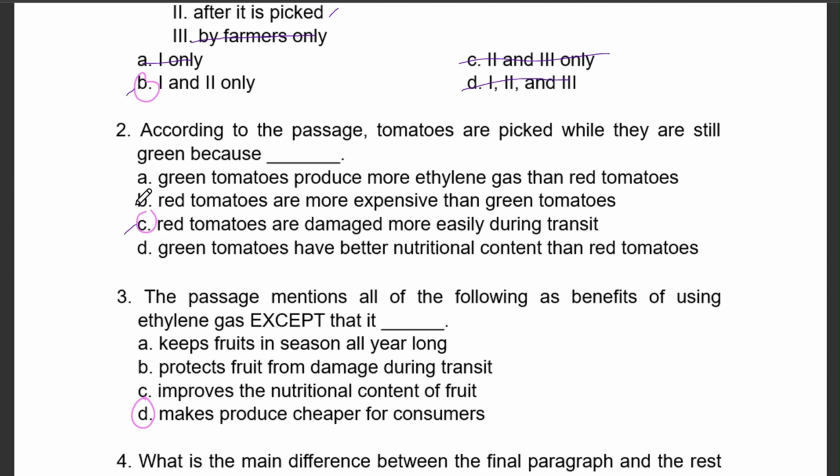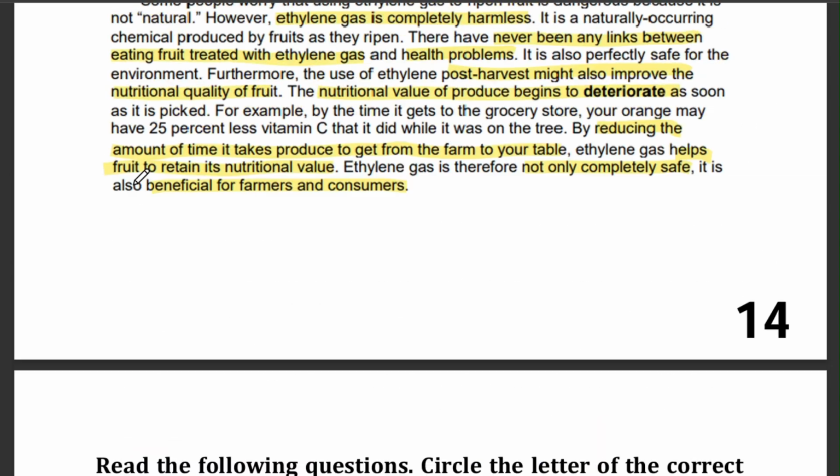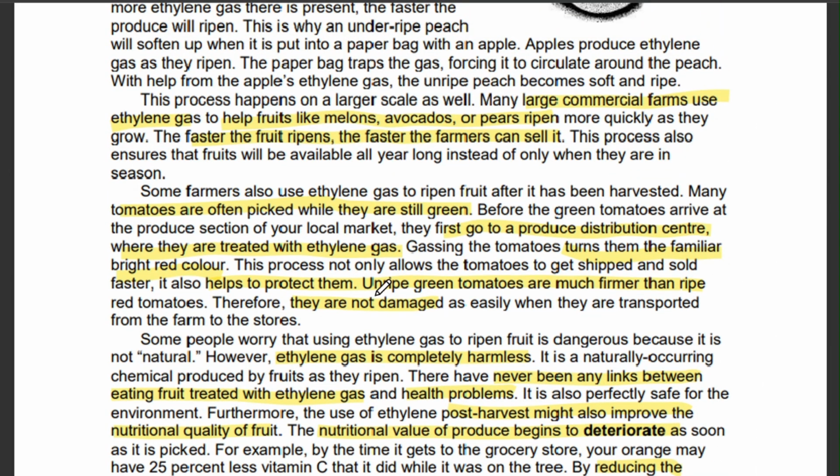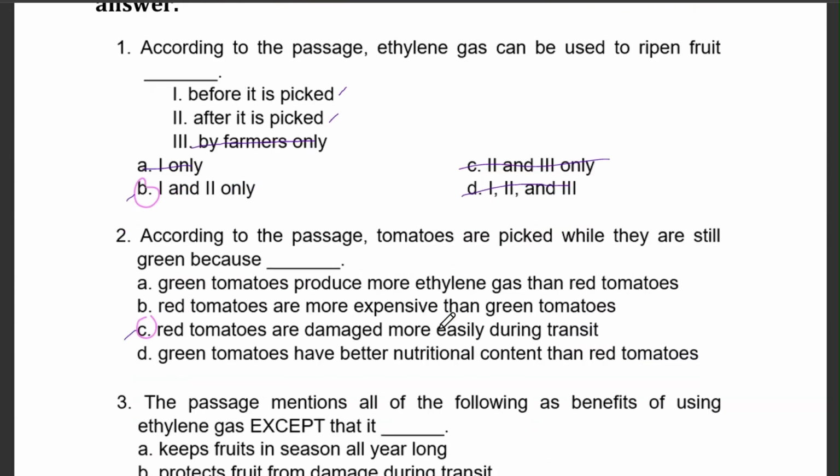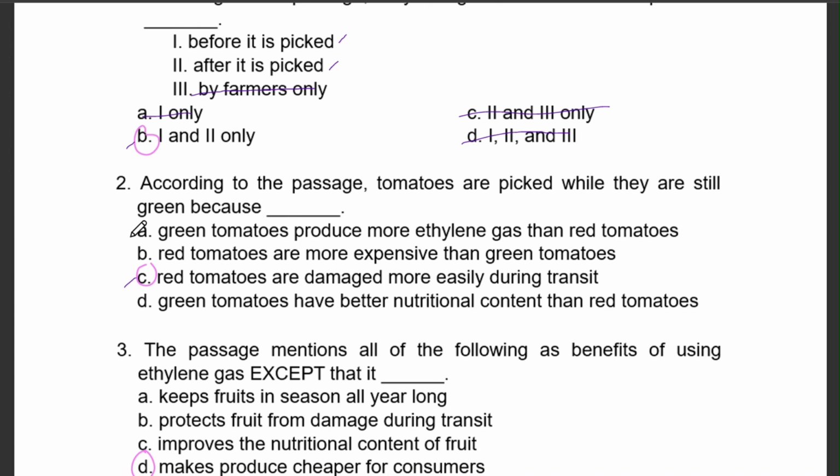Red tomatoes are damaged more easily during transit. The passage explains that green tomatoes are firmer than red ones, so they don't get damaged as easily when they're being moved from one place to another. Now let's see why the other answers are not the best choice. A. The passage never compares ethylene production of green versus red tomatoes. B. Cost differences are not mentioned. D. Nutritional comparisons between green and red tomatoes are not discussed.